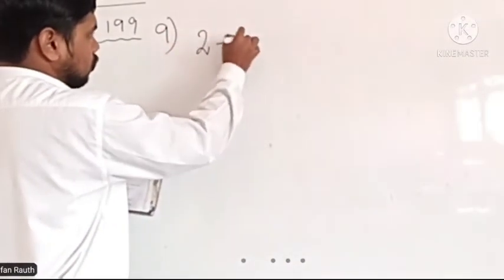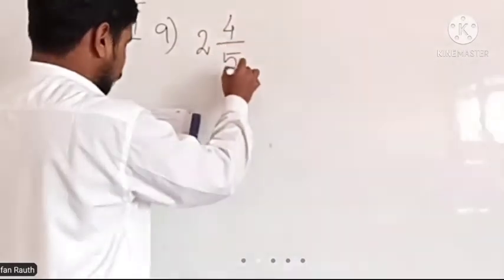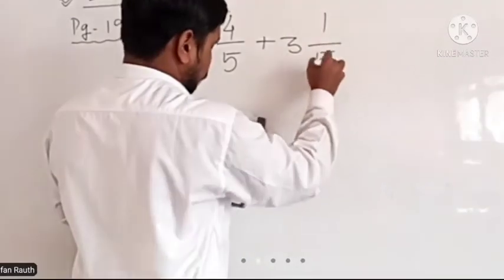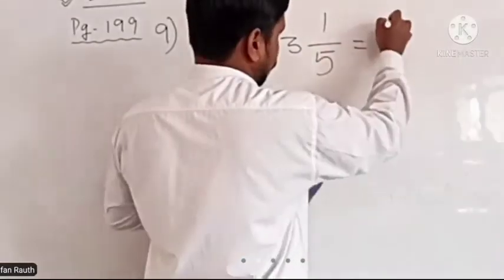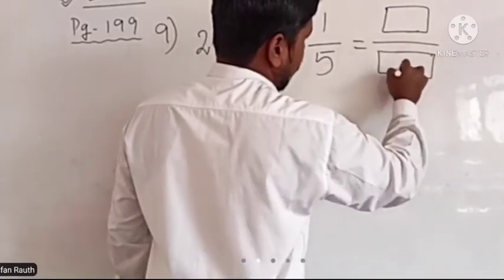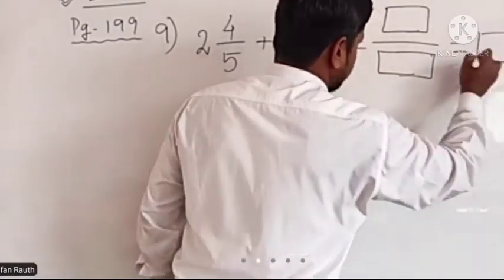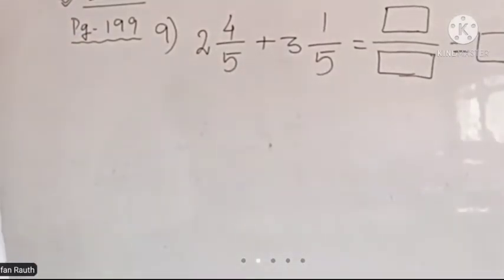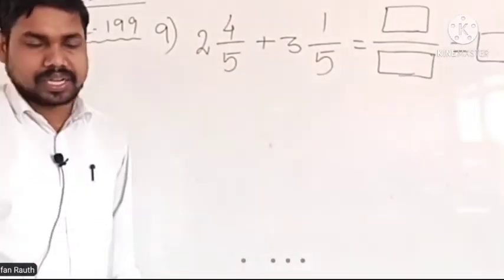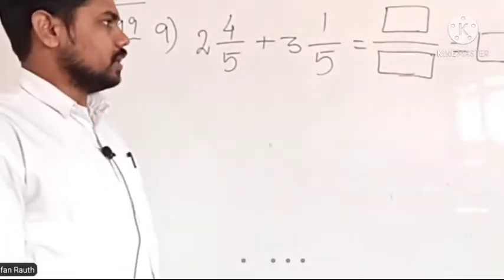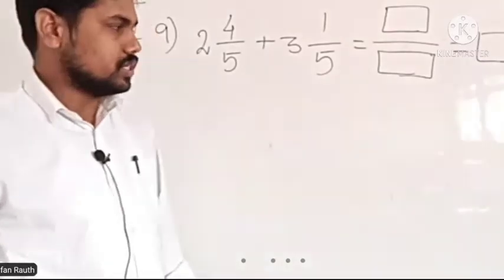Two whole 4 by 5 plus 3 whole 1 by 5 is equal to dash divided by dash, and again it is asking dash. Why? Because this will be divide. So after dividing, it is also asked what else we can write it as. So either it can be converted into a mixed fraction or maybe it will be a whole number. Okay, so let's check this.